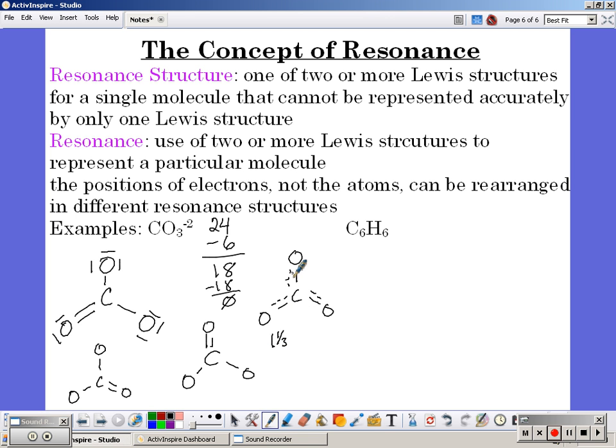So to figure out the bond length, instead of a double bond, I'm really going to say that this is a bond and a third, which would be shorter than if they were all single bonds, but longer than if it was a true double bond.